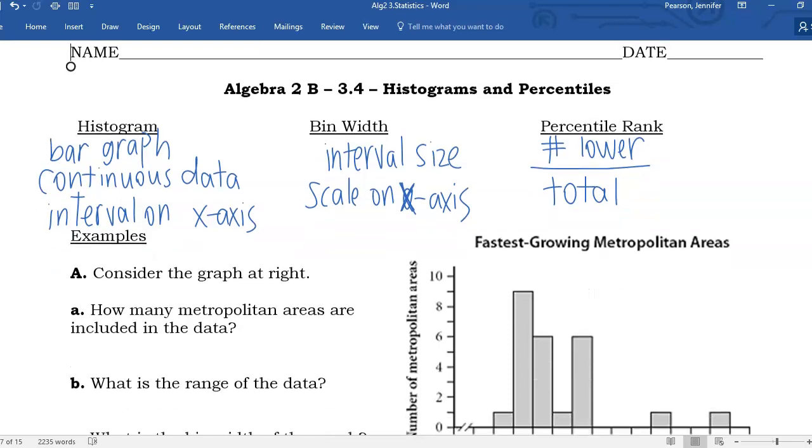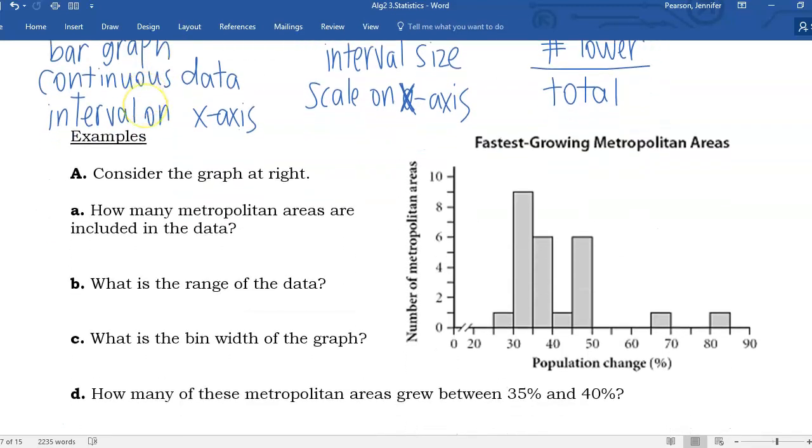Example A. How many metropolitan areas are included in this graph? We're looking at metro areas growth. How many metro areas? We're going to look at the height of each bar and then add them together. So like in this bar between 25 and 30, there's exactly one metro area that grew between 25 and 30. Between 30 and 35, it looks like we had 9 metros that grew between 30 and 35. Between 35 and 40, it looks like a 6, 1, 6, 1, 1.